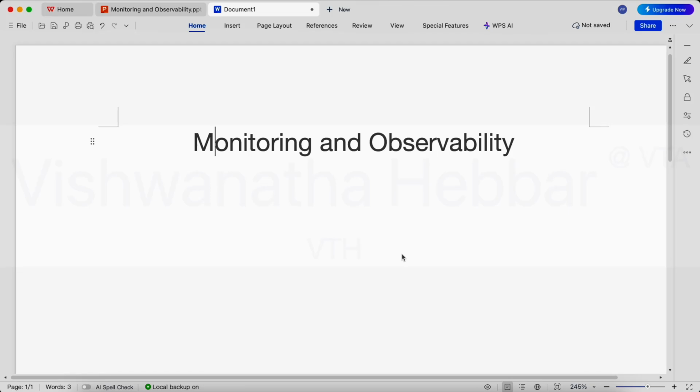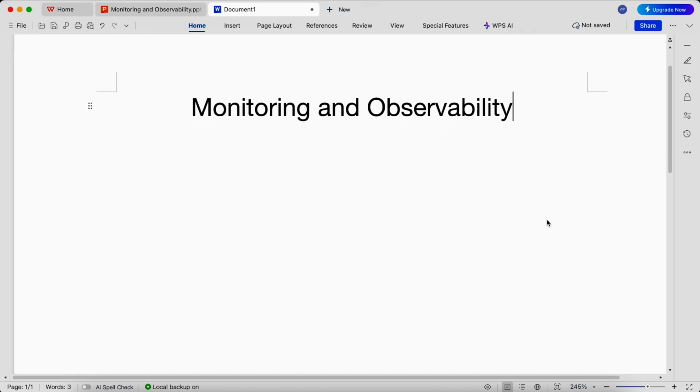Hello, welcome. Let us discuss and understand monitoring and observability. As a part of your test environment setup, you might also have to set up a monitoring and observability stack. First thing is, why is it needed?